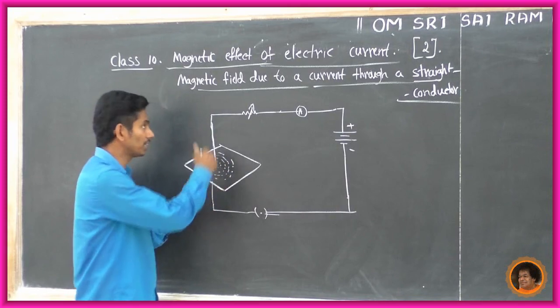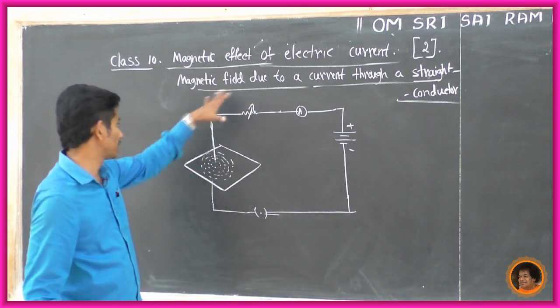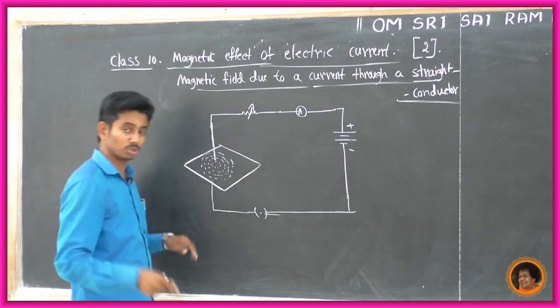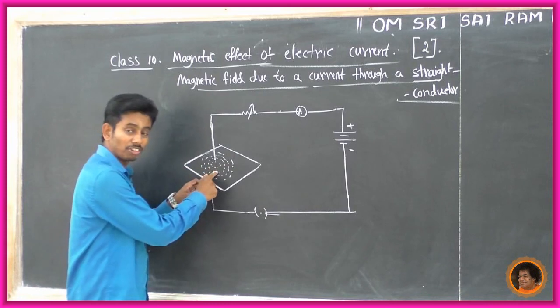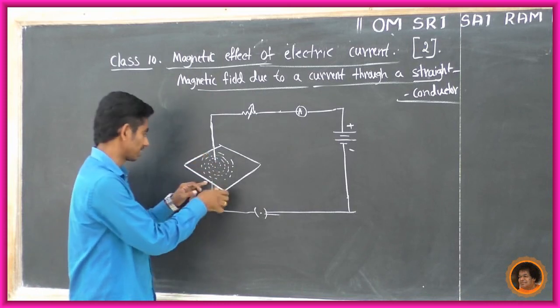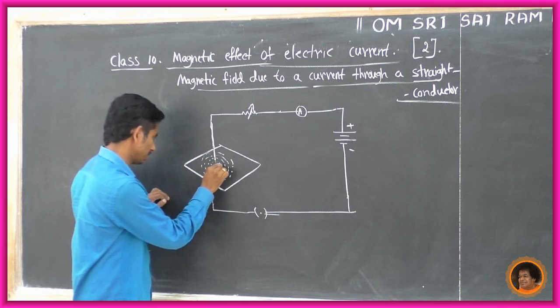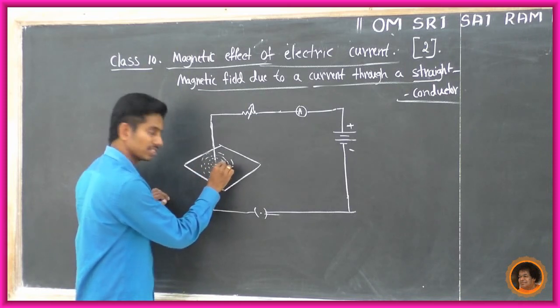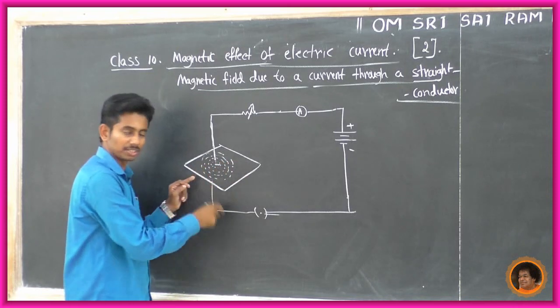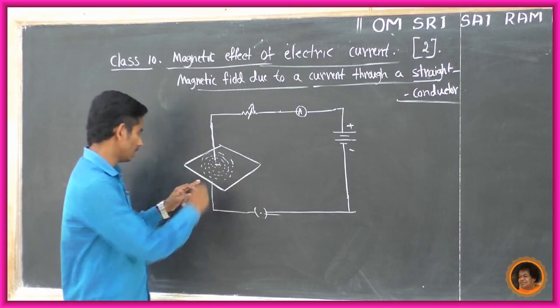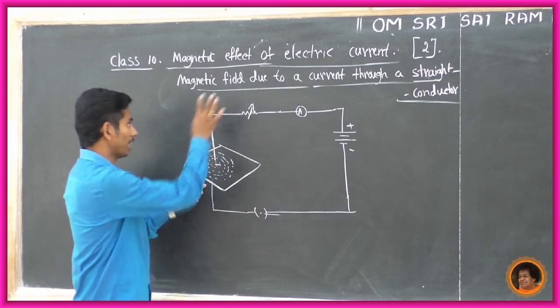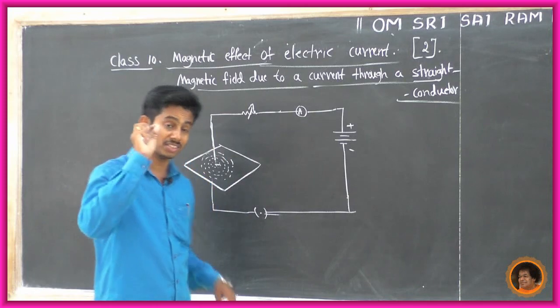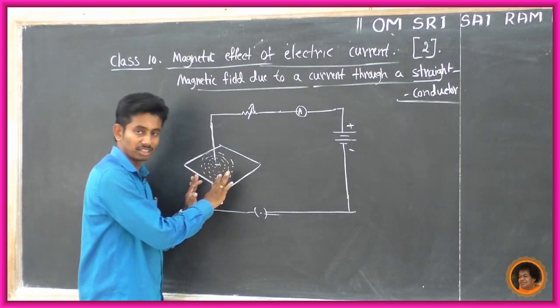What is the pattern of the magnetic field produced in a straight conductor when current passes through it? It is in the form of concentric circles. The radius is different for different circles, but the center is the same. So the pattern of the magnetic field due to a current through a conductor is concentric circles.